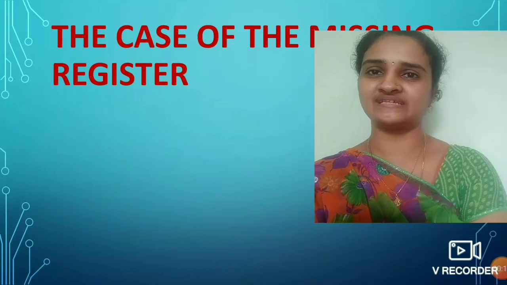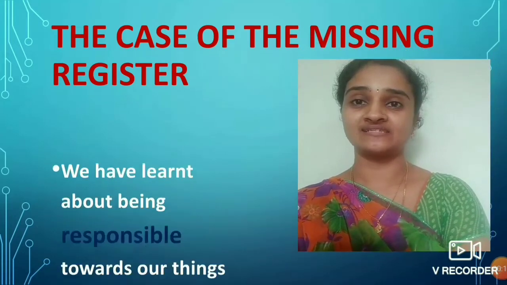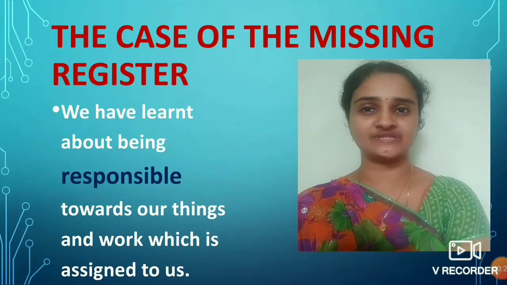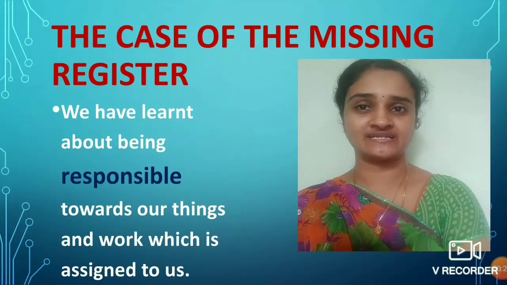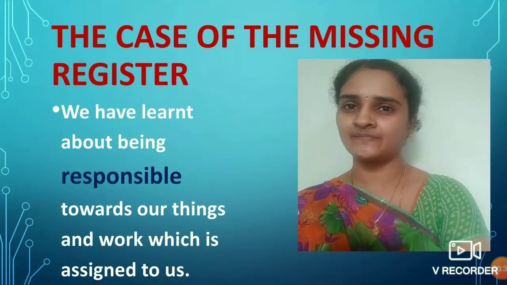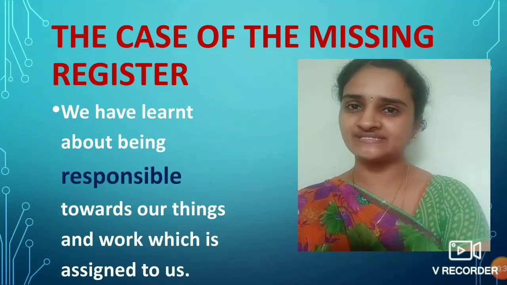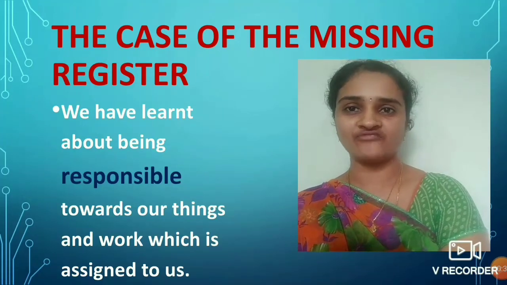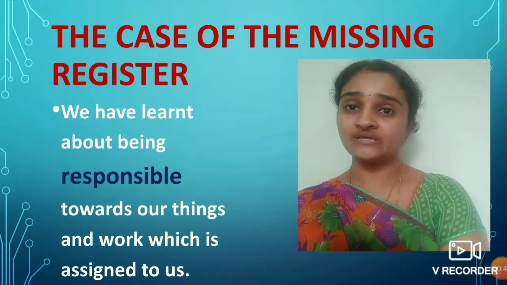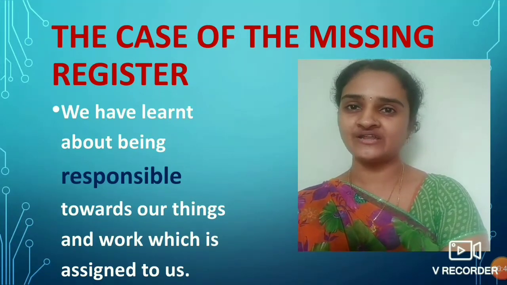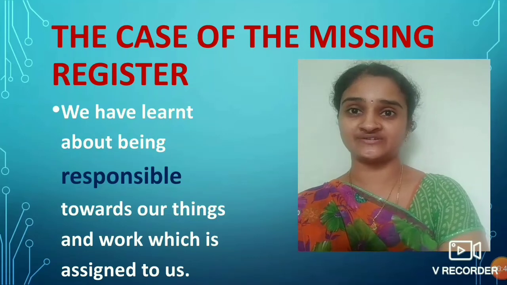So, what is our lesson name? The Case of Missing Register. In the last class, we learnt about being responsible towards our things and the work which is assigned to us. Children, we have solved the mystery, isn't it? What was the mystery in the story? Yes, the missing register. Children, Usha teacher was the class teacher of Standard 3. On the Monday morning, as she tried to take the attendance, she could not find the register. And this was the mystery.